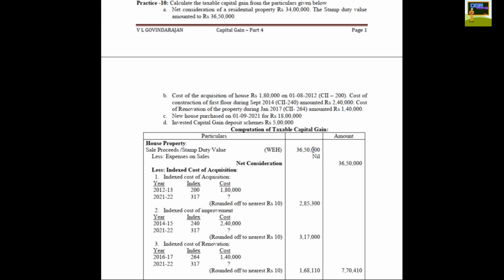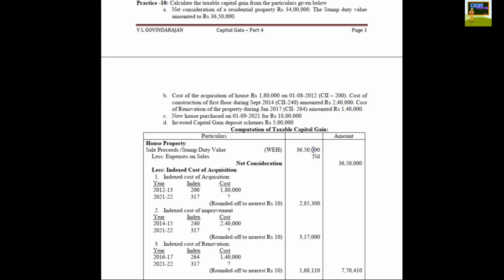New house purchased on 1st September 21 for 18 lakh. So we can claim exemption under section 54. Invested in capital gain deposit scheme. This amount is also permitted. So total investment in the new house is 23 lakhs. Let me see the answer.